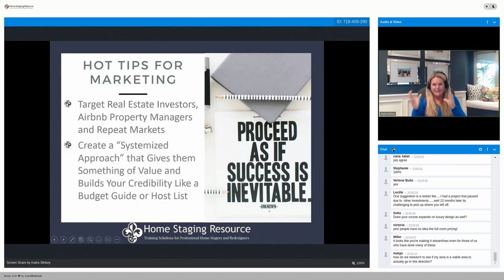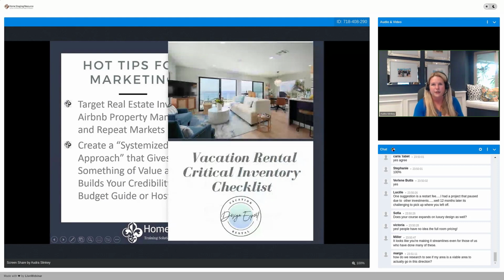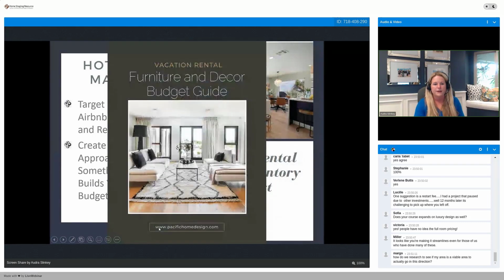And create a systemized approach. What does that mean? People in my trainings know I'm very big on marketing, very big on systemizing it. You've seen a little glimpse of it, but you've got to give them something of value that builds your credibility, like a budget guide, like a host list. Like I've already showed you, we have 3 Canva templates in the training that already build your credibility.